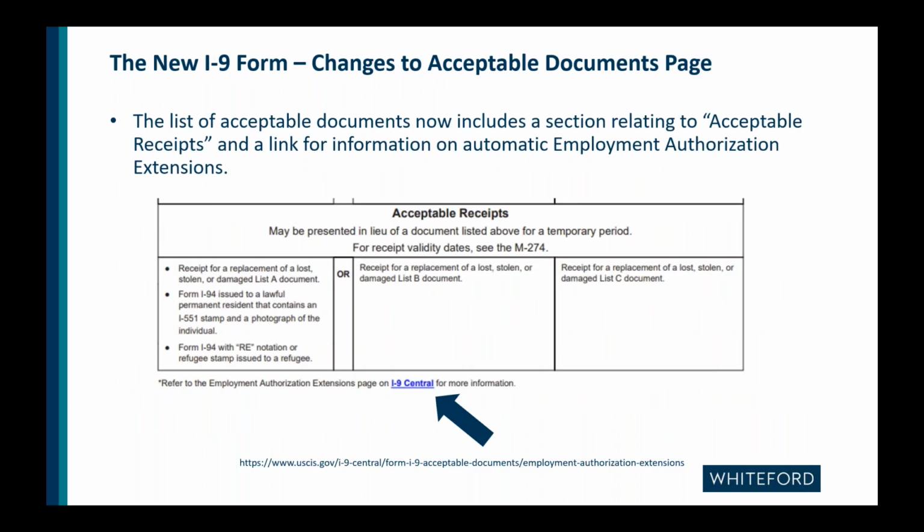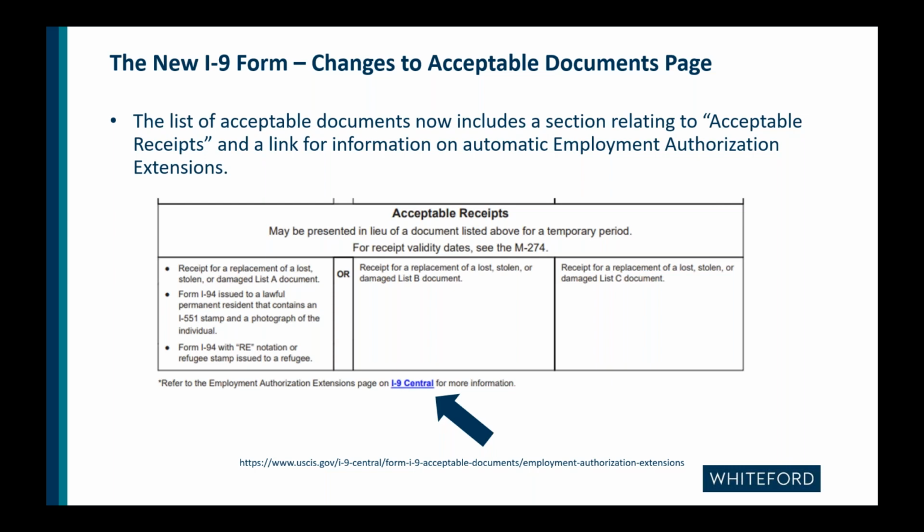Another change to the form is on the list of acceptable documents. It now includes a section relating to acceptable receipts and, significantly, a link to information on automatic employment authorization extensions. You will notice in the acceptable receipts, it specifies only 3 specific receipts for List A documents, and then specific receipts for List B and C documents.